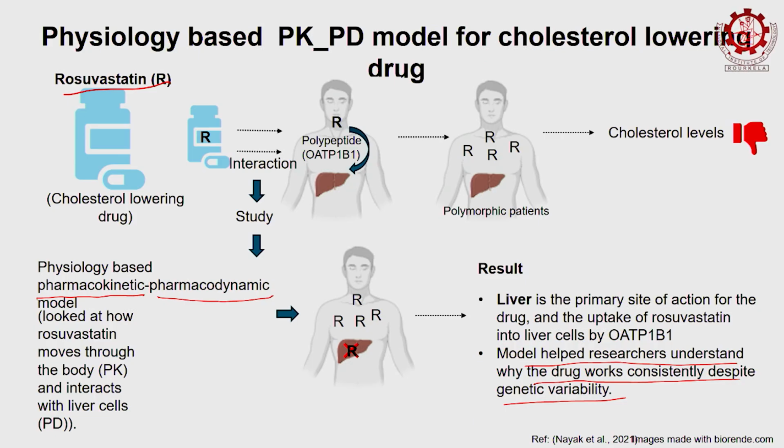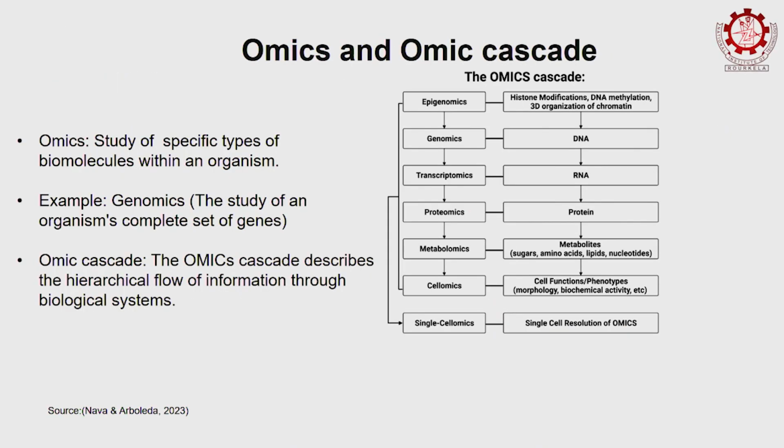I don't want you to remember this, I am just giving this as an example. This is an application of systems biology. The other comes the omics and the cascades of the omics. For understanding your systems biology, you need to understand each and every metabolic pathway and the proteins that are being generated by each and every gene, the RNAs. You have to go for epigenomics, genomics, transcriptomics, proteomics, metabolomics, cellulomics, and the single cellulomics.